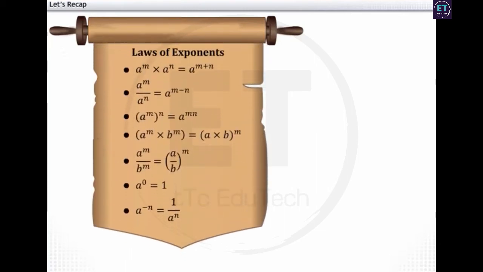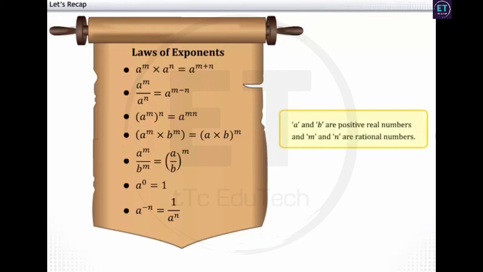This brings us to the end of the lesson on the laws of exponents. To summarize, we have verified that all the laws of exponents can be applied to real numbers. Here, a and b are positive real numbers, and m and n are rational numbers.